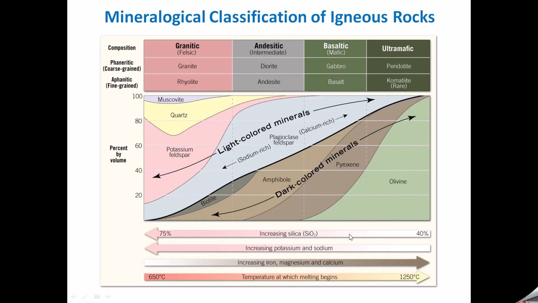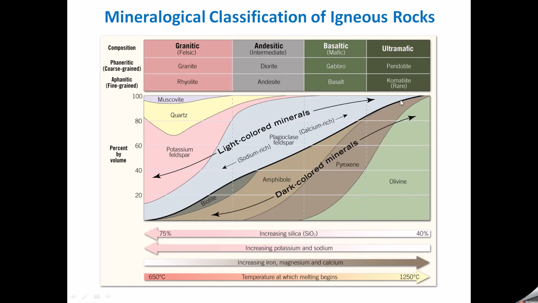So here, if you look again, we'll find the increase of silica. Silica at the ultramafic and basaltic is about 40%, and as you go to the granitic, it increases up to 75%. So the magma's mobility decreases as you go from ultramafic to granitic because the silica amount increases. Also, potassium and sodium increase from ultramafic to granitic. The opposite for iron, magnesium, and calcium.